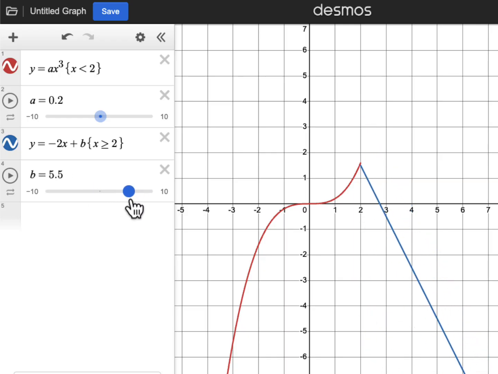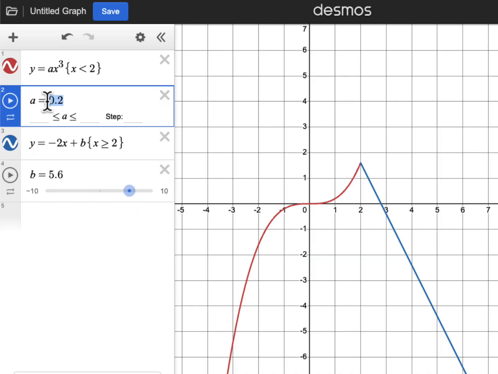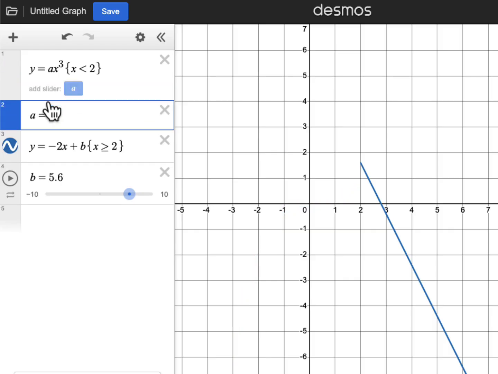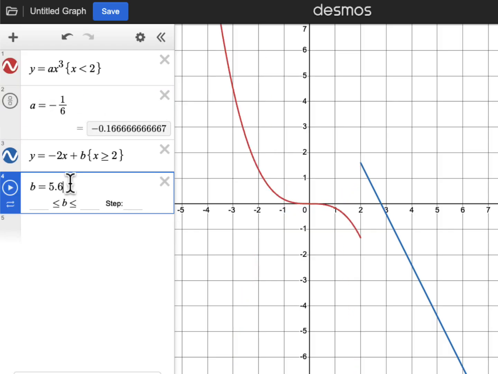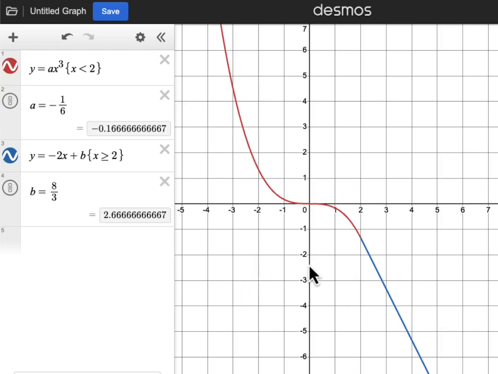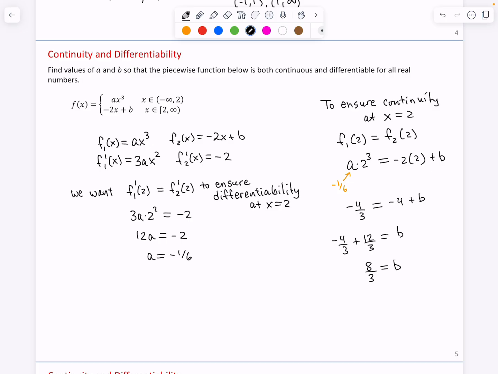So we want to find a b value so that the overall function is continuous, but we also want it to be differentiable. We don't want a sharp corner. We've discovered that we need a to be negative 1/6 and b to be 8/3. With these choices of a and b, we can see that we have not only a continuous function, but a smooth function. We transition from red to blue without producing a sharp corner. So even at the point of transition, we could draw a tangent line and find its slope. Okay, let's go to the next page.